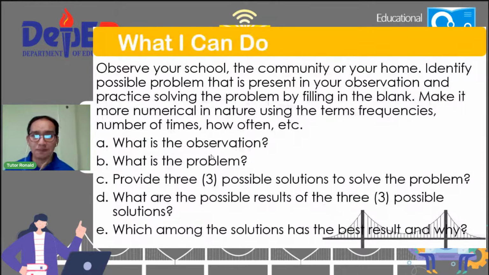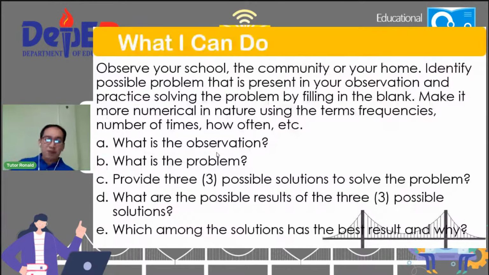This is what you can do, no, to apply what you have learned. You can do this at home. You can write your answers in your journal, notebook, paper. All right. So what can you do? Observe your school. Kung malapit kayo sa inyong school, kung nakapunta kayo ngayon sa inyong school, your community or your home. Identify possible problems that are present in your observation and practice solving the problem by filling in the blank. So meron po mga blank yan actually after the questions. Make it more numerical in nature using the terms frequencies, number of times, and how often.